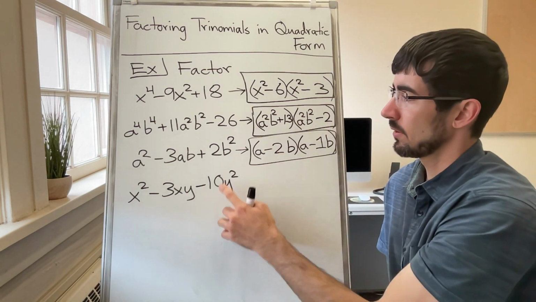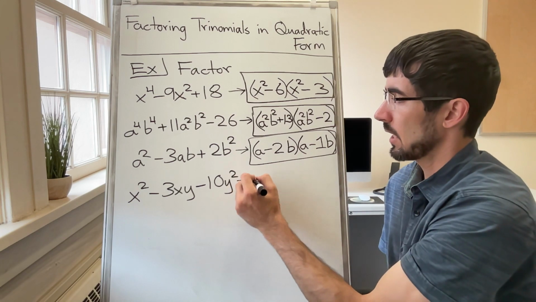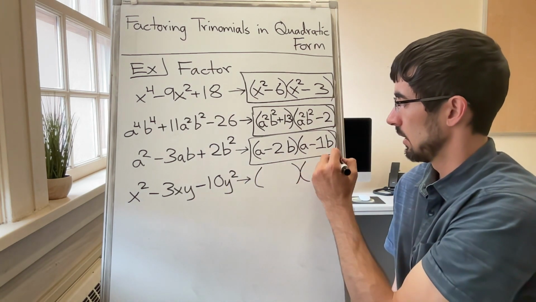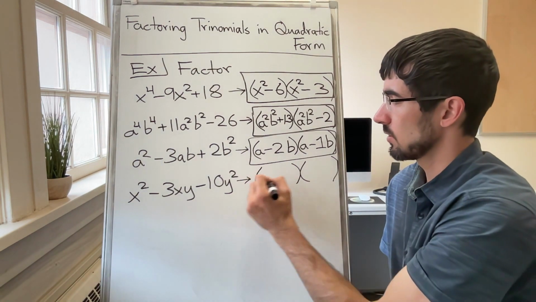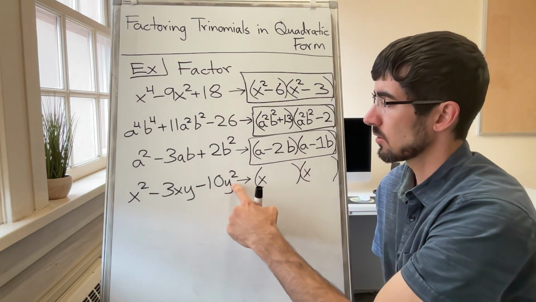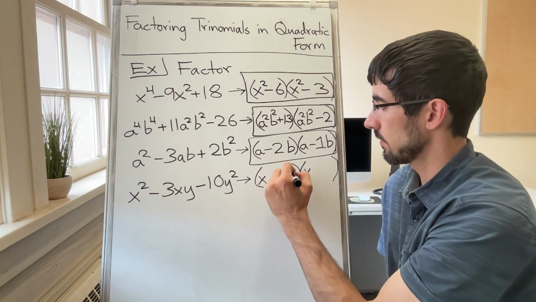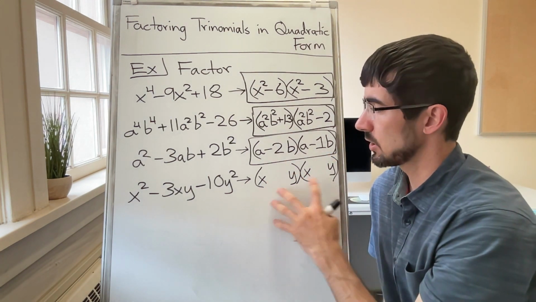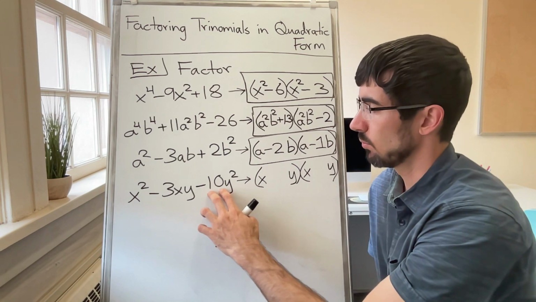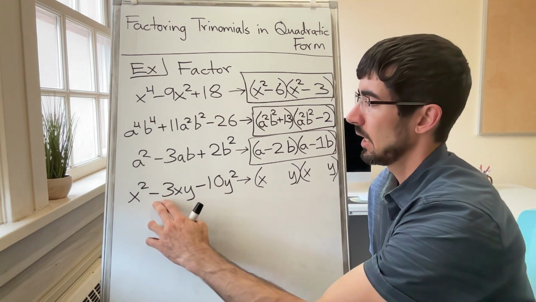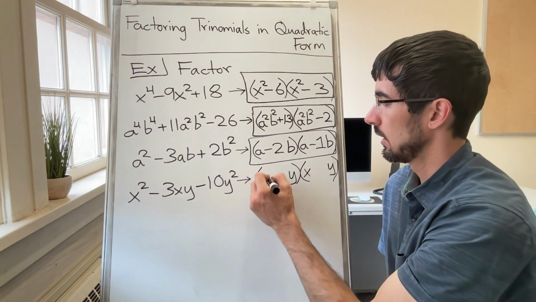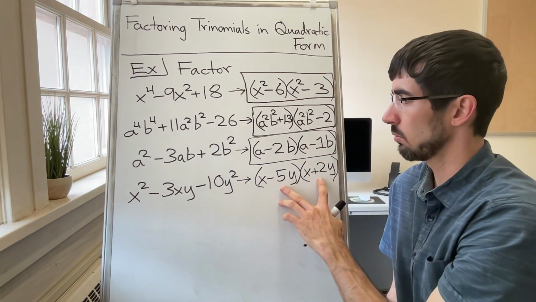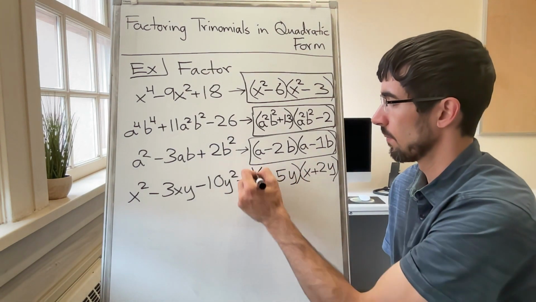One more example similar to the one above it. X squared minus 3xy minus 10y squared. Let's set up these factors. Each factor begins with x. Each factor ends with y because of this y squared. And let's fill in coefficients by asking what numbers multiply to negative 10 and add to negative 3. That's going to be minus 5 and positive 2. Those can be written in either order here.